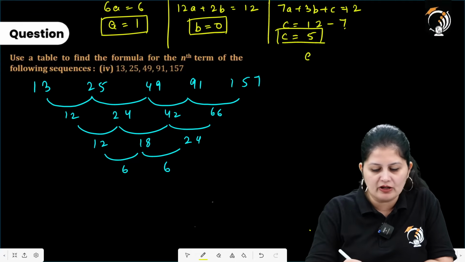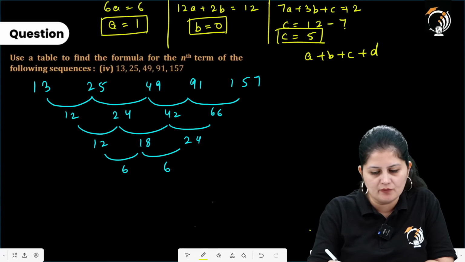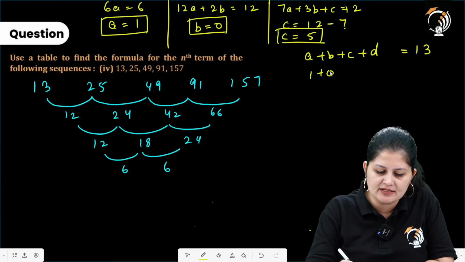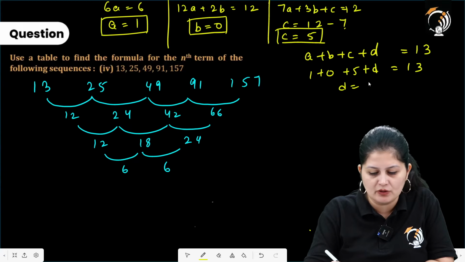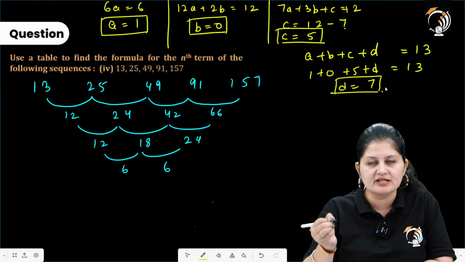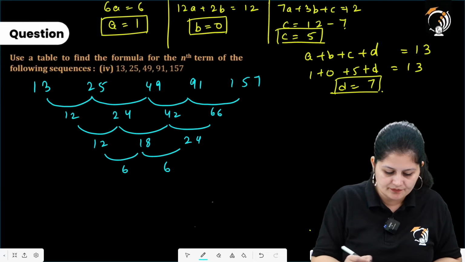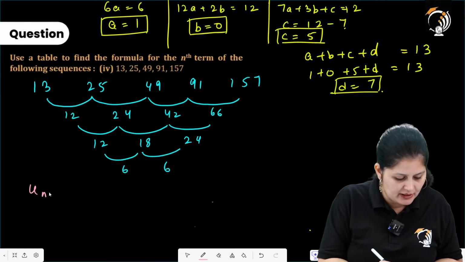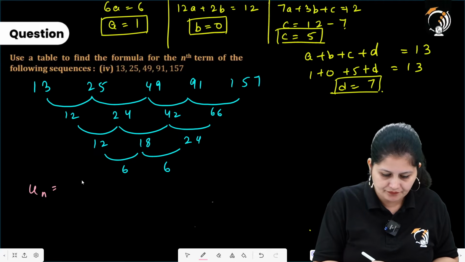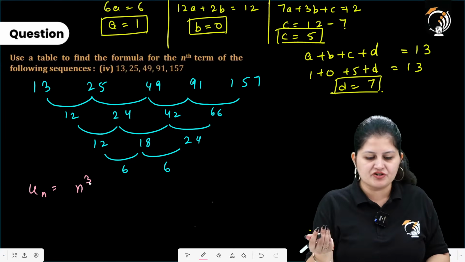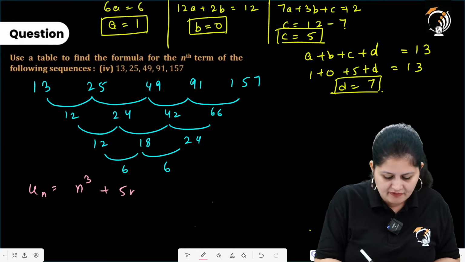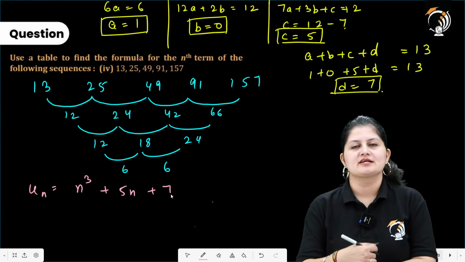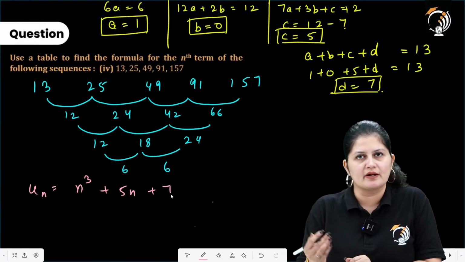Further, if I talk about the value of a plus b plus c plus d is equal to 13, let's substitute the values. 1 plus 0 plus 5 plus d is equal to 13. So we are getting the value of d as 13 minus 6, which is going to be equal to 7. So talking about the general expression for writing the nth term of this, that is going to be n cube as the coefficient, as b is equal to 0. So there isn't going to be any term with n square, right? Plus 5n plus 7. That is what we are going to get as the nth term for this particular sequence.